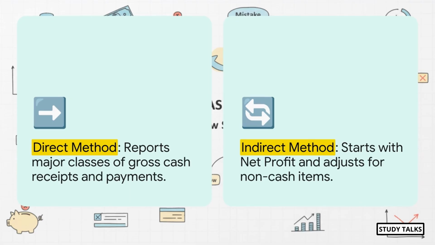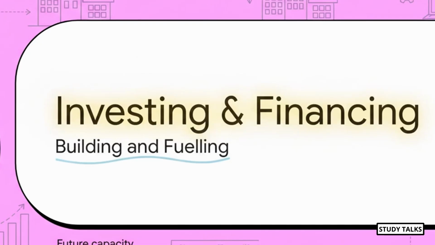Now, AS-3 gives us 2 ways to figure this out. The direct method is simple. You just list out your cash receipts and cash payments. Easy. But the indirect method, which you're going to see way more often in exams, is more like being a detective. You start with that net profit number from the P&L, and you adjust it for all the things that aren't cash, like depreciation, to work backwards and find the real cash flow. Okay, on to our other 2 pillars, investing and financing.